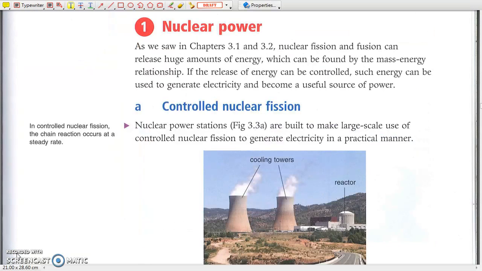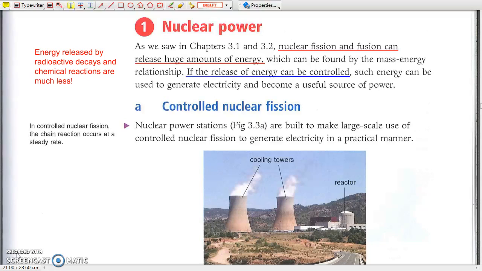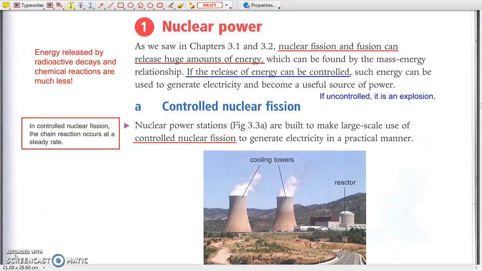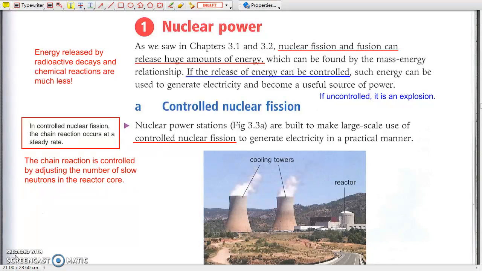1. Nuclear power. Nuclear fission or fusion produce huge amounts of nuclear energy. If uncontrolled, fission or fusion may result in explosion. On the other hand, controlled fission or fusion produce stable nuclear power, which can be an energy source to generate electricity.